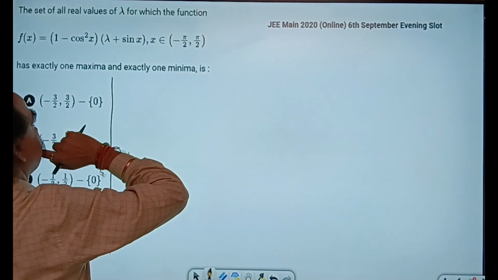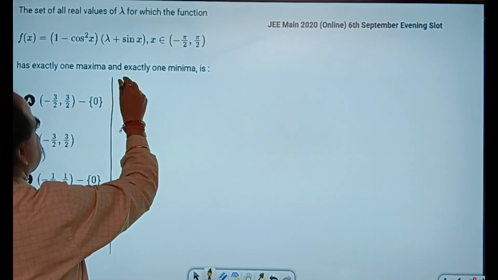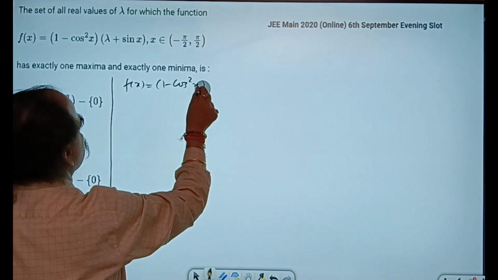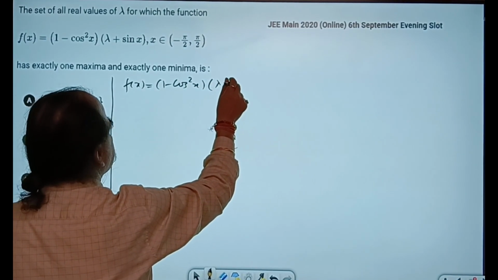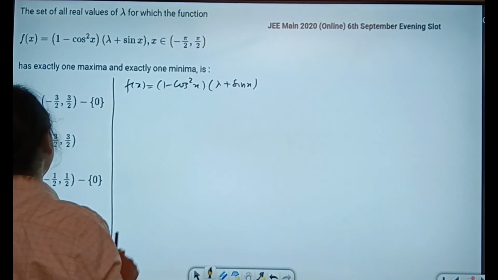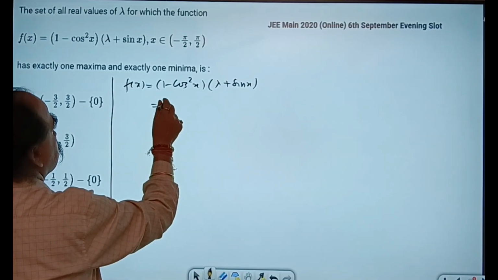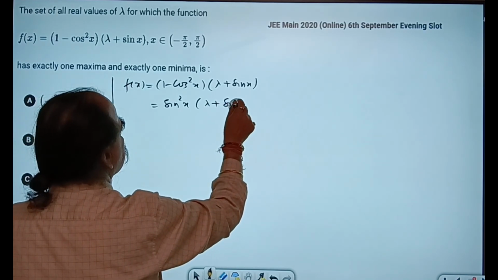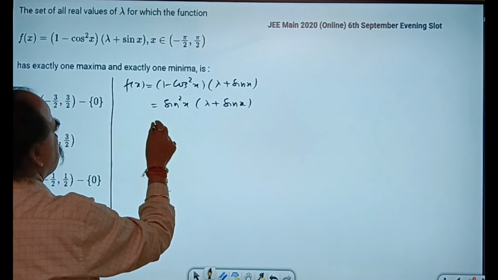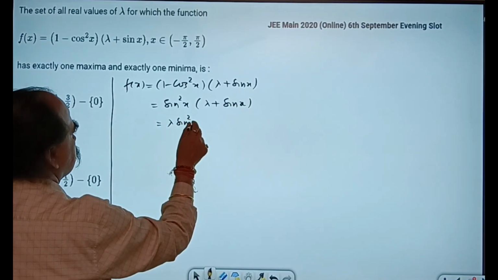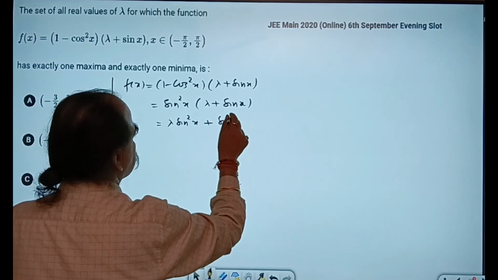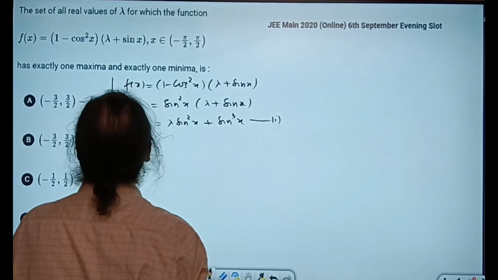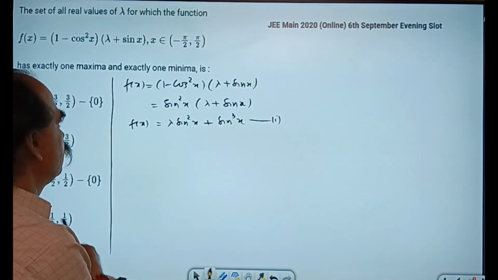The set of all real values of lambda for which the function f(x) is equal to (1 minus cos square x) into (lambda plus sin x), which is sin square x into (lambda plus sin x), which is lambda sin square x plus sin cube x, has exactly one maximum and exactly one minimum.